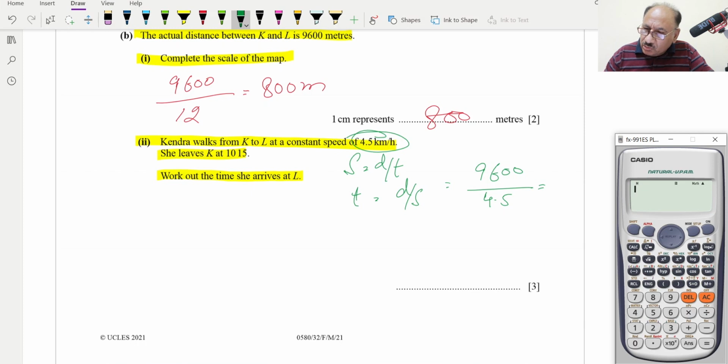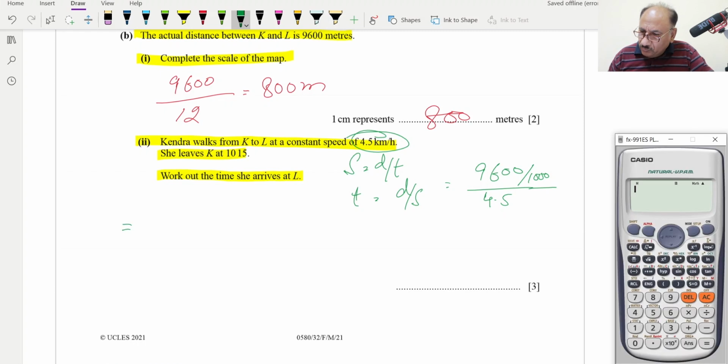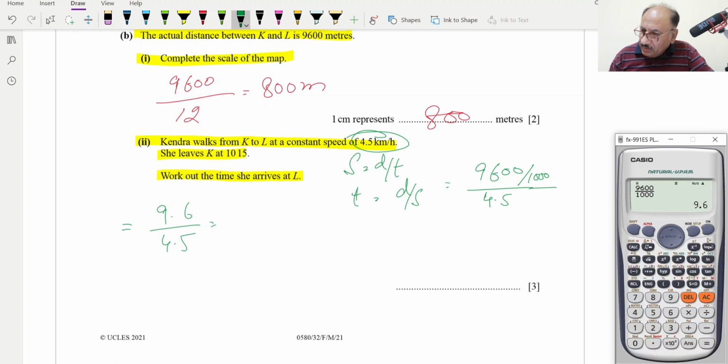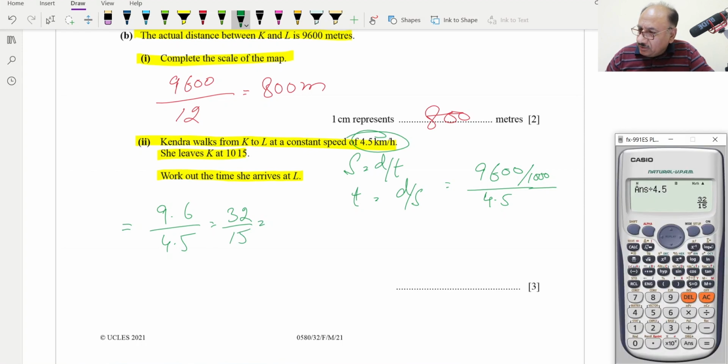9600 is in meters. So we will divide this by 1000 to get kilometers, because speed is in kilometers per hour. So 9600 divided by 1000 will be equal to 9.6. Then 9.6 will be divided by 4.5, and we will get 32 over 15. 32 over 15 means what? In decimal value it will be 2.133.